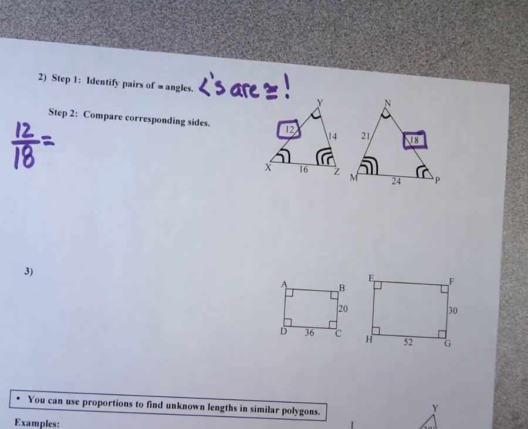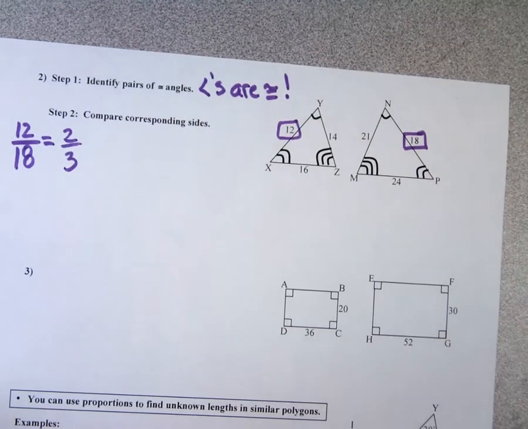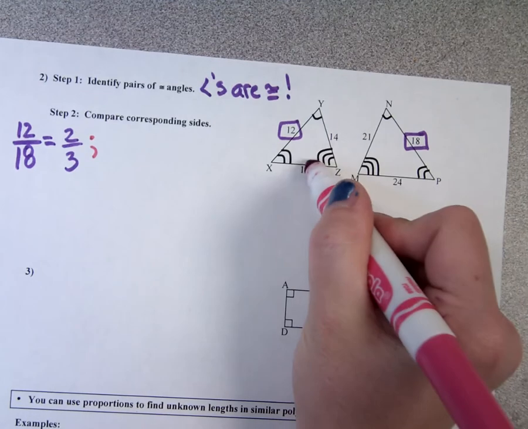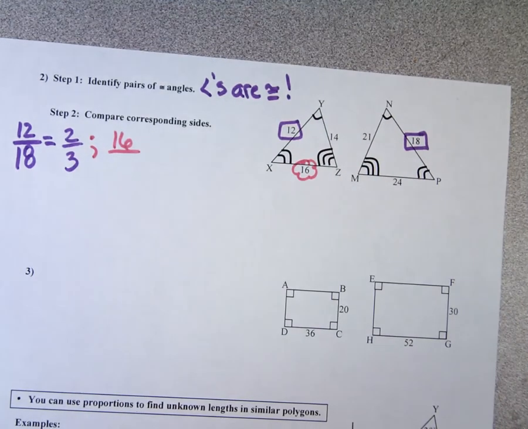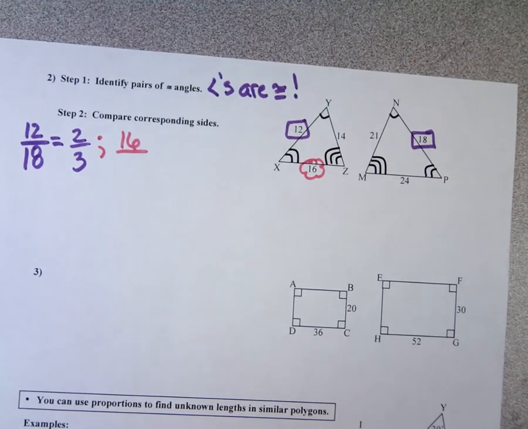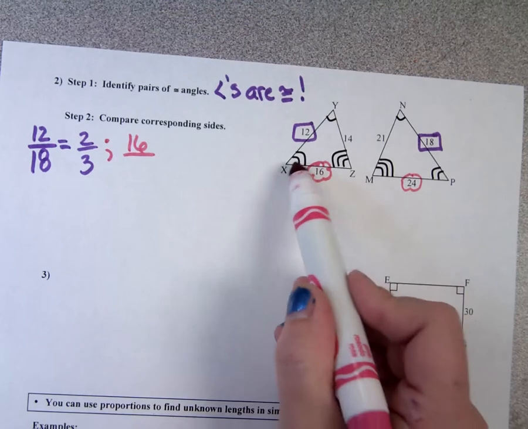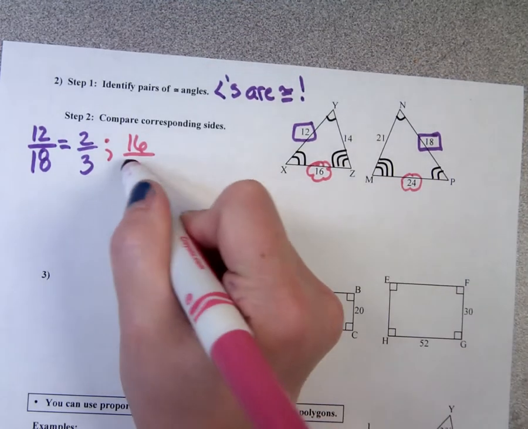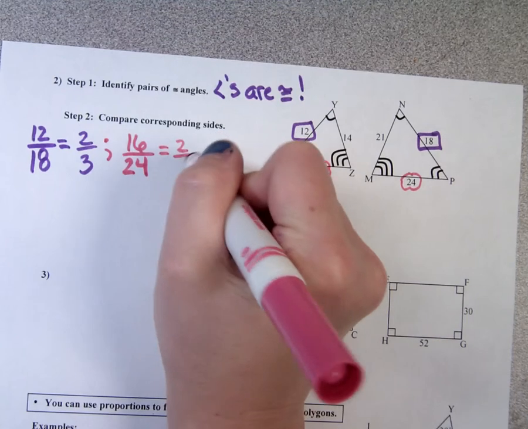What do you get if you reduce that fraction? 2/3. Okay, let's see if we get that ratio the whole way through. So now I'm going to go to the 16. What would you compare the 16 to in the right picture? The 24. So 16 is between the 2 and 3 curves, and 24 is between the 2 and 3 curves. Okay, let's reduce that fraction. If you divide both of those by 8, you get 2/3.